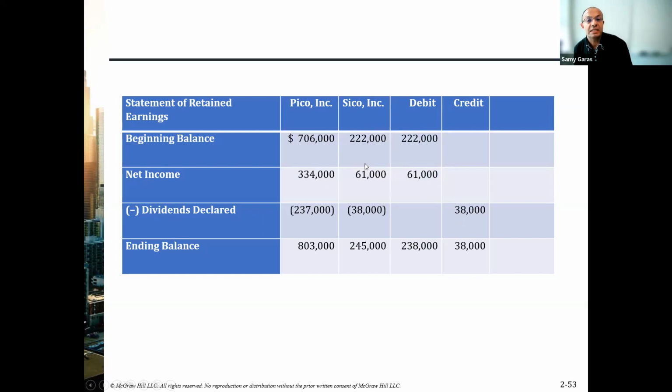And then we take the parent company. So you can see here 706, 334, 237, 803. This tells you that we don't take the retained earnings to the consolidated balance sheet. In the previous example, it was one number, retained earnings. In this example, one statement. The principle is the same, that we don't take retained earnings.